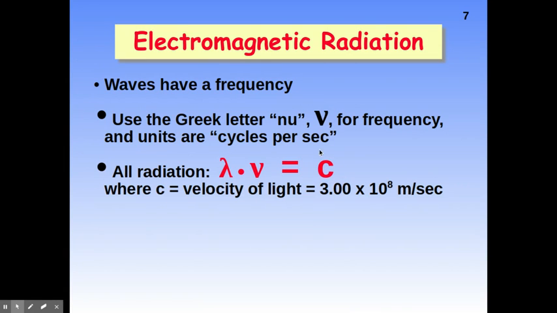So c is a constant, and it stands for the speed of light. You just need to write this number down and memorize it if you need to: 3.00 times 10 to the 8th meters per second. That's how fast light travels in a vacuum. So go ahead and write this formula down, because you're going to need it for one of the activities you do after this.